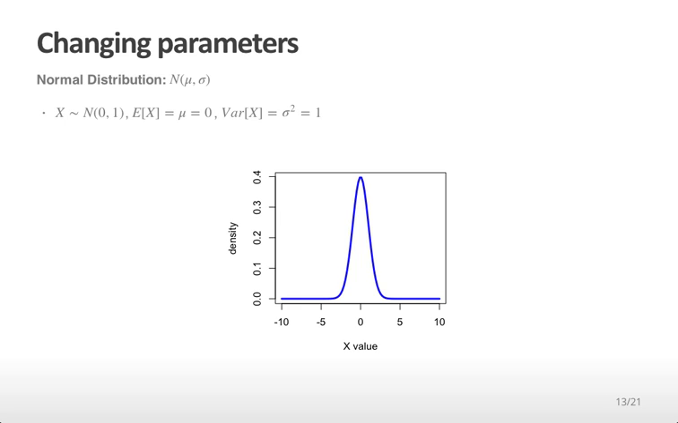So now I'm going to talk a little bit about what happens when we change parameters. So again, this is a normal distribution, and it has parameters mu and sigma. In this particular case, we're considering the mean to be 0 and the standard deviation to be 1. It turns out, because of the way that the normal distribution is parameterized, the expectation of X is also equal to 0, and the variance of X is equal to 1.